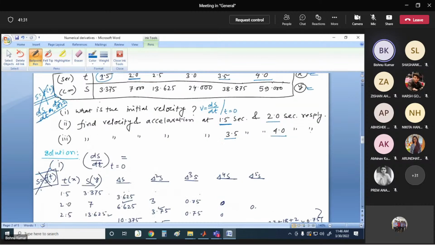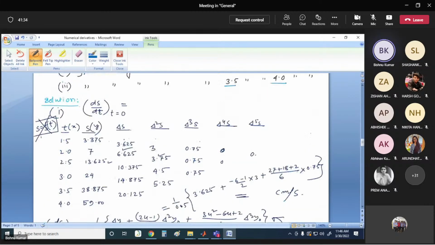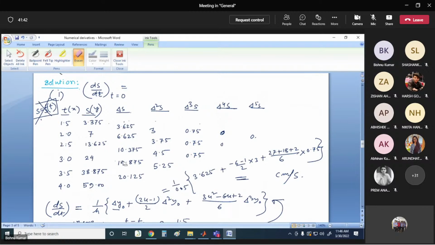Now come to this point. Just see this difference table, which we have done before also. The t data I am writing in the first column, and the associated or dependent s data in the second column. That is the y data, and the t value is the x data. Okay, first difference: subtract this from here, you will get this. In that way, this is the first difference column, this is the second difference column, this is the third difference column. Fourth difference 0, fifth difference 0.